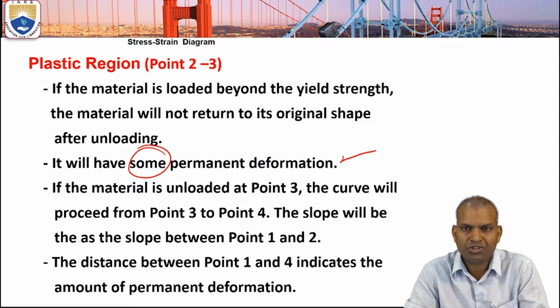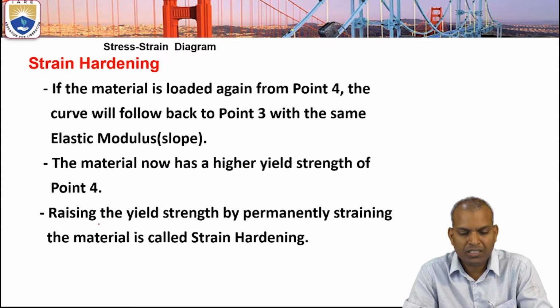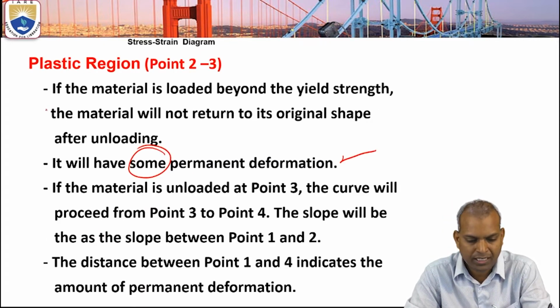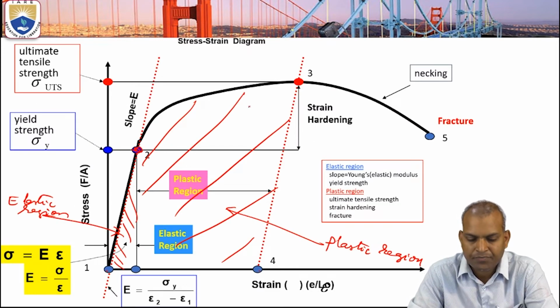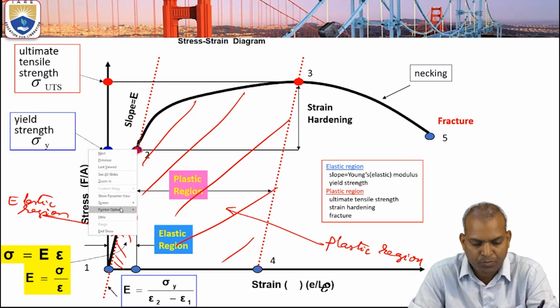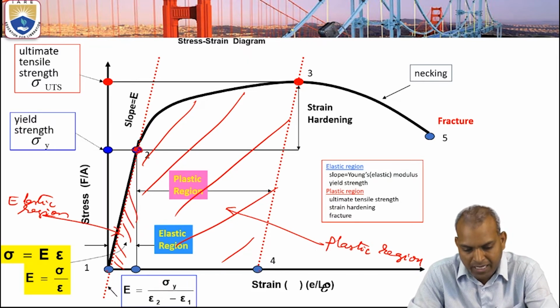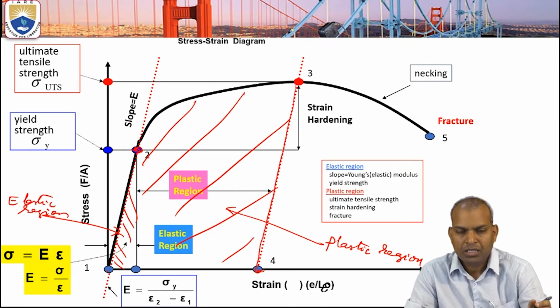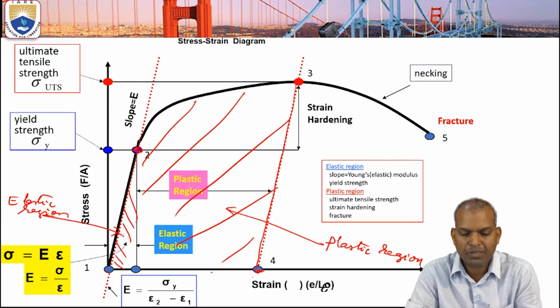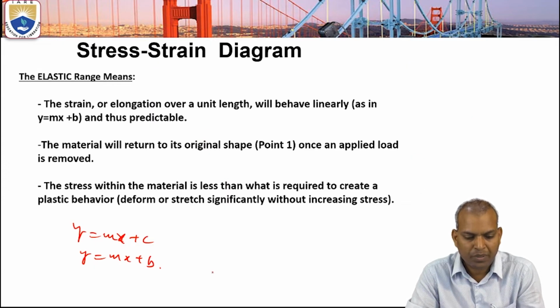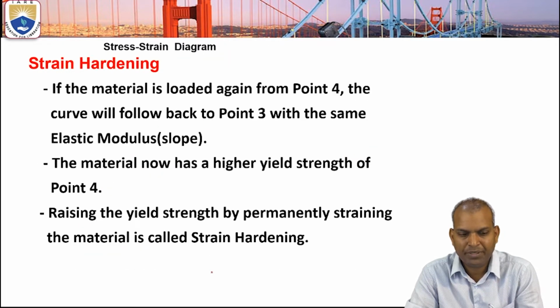That is known as strain hardening. So what is strain hardening? Suppose the material is unloaded at point 3. It doesn't go back to point 2 or to the original shape at point 1. It will go back along the curve to the fourth point. So the distance from point 1 to 4 indicates the permanent deformation.